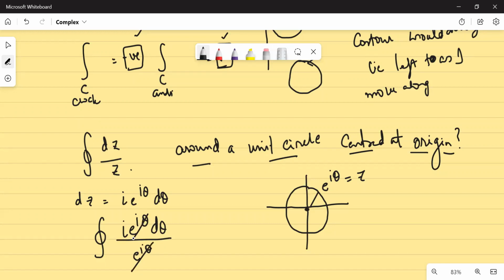And this gets cancelled. It will give me what? Iota times the integration over the closed contour of d theta. So over this closed contour, theta would vary from 0 to 2 pi. So this will give me 2 pi iota. So the answer is 2 pi iota in general. Yes or no?